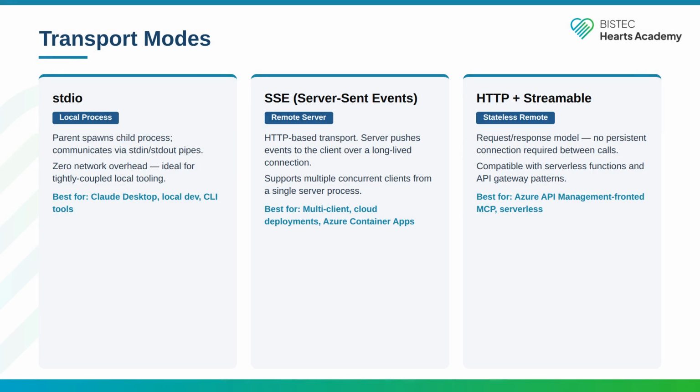There are 3 transport modes in MCP, and choosing the right one for your deployment context matters. Stdio is the simplest. Your MCP server runs as a child process. The parent, Claude Desktop or your integration, communicates with it via stdin and stdout. Think of it as Claude spawning your MCP server like a subprocess, sending commands into its stdin and reading responses from its stdout. Zero network overhead, no ports to configure, ideal for local development and desktop-based tooling.